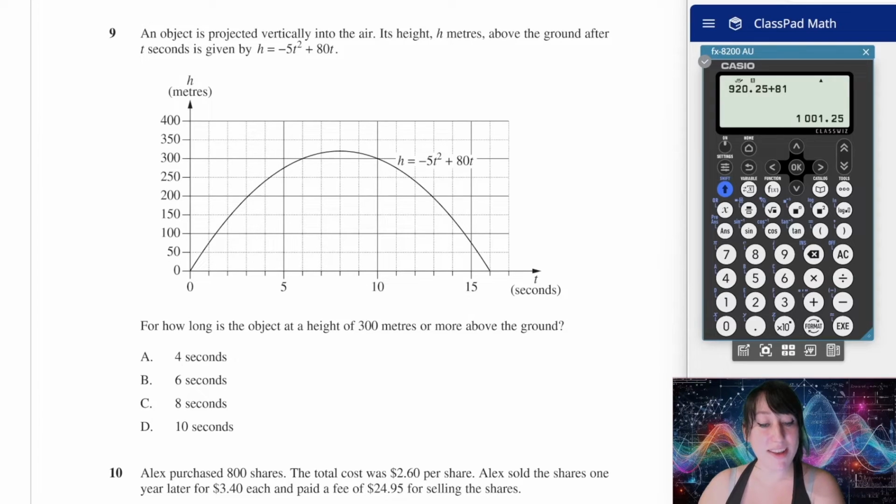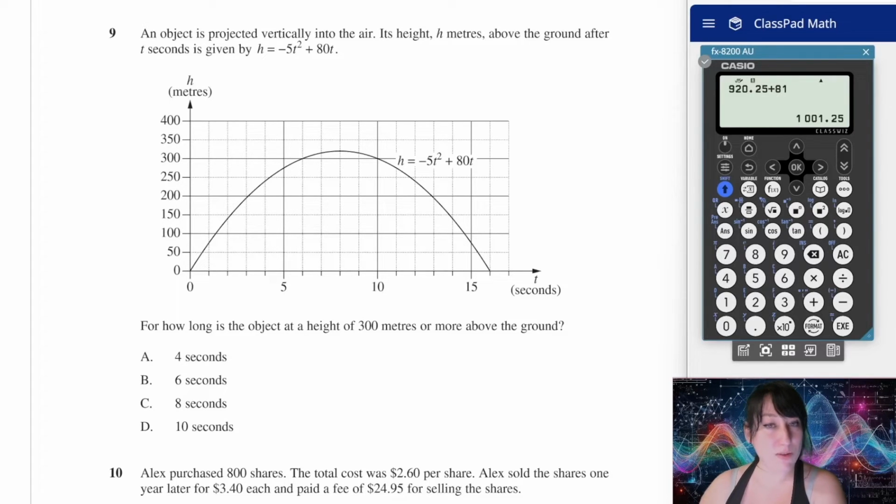All right, question 9 says an object is projected vertically into the air. Its height, h meters above the ground, after t seconds is given by h equals -5t squared plus 80t. We have its graph, and then it says for how long is the object at a height of 300 meters or more above the ground.